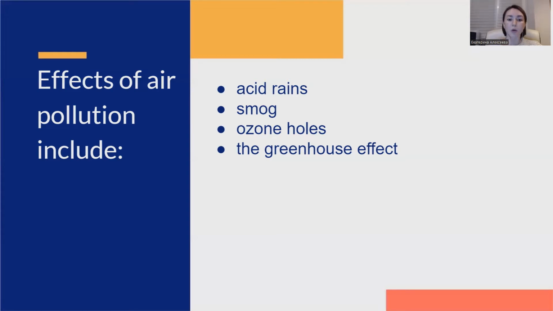The next one, smoke. Smoke and photochemical smoke is polluted air containing a high concentration of dust and toxic gases, the source of which is mainly cars and industrial emissions.